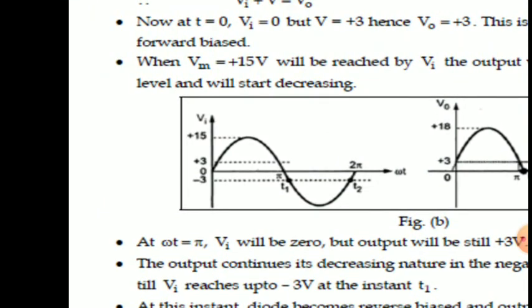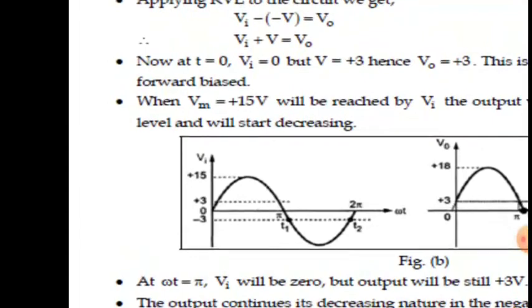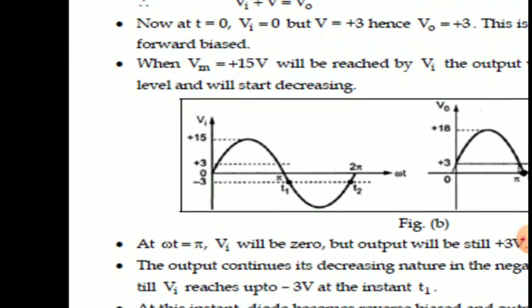First see, we consider a sinusoidal wave. We have considered a sinusoidal wave, and in that we have mentioned the levels plus 3 and minus 3, and Vmax, that is plus 15 and minus 15, from 0 to pi to 2 pi, that is T1 and T2, two conditions, two times, and omega t.